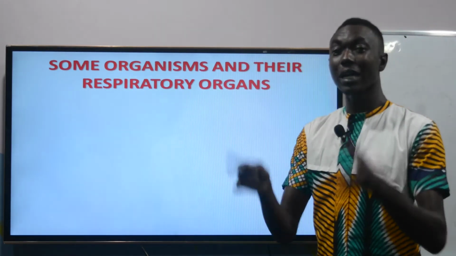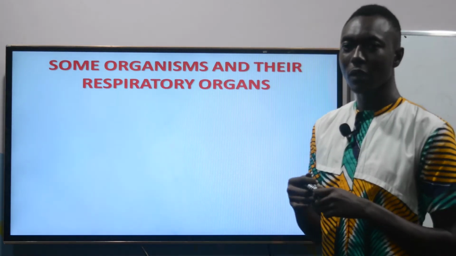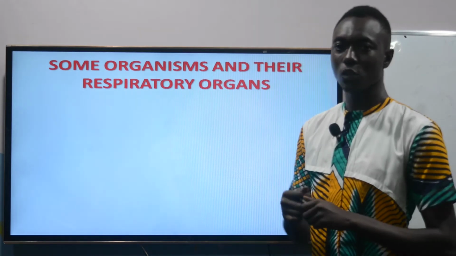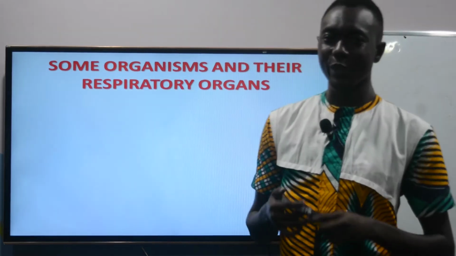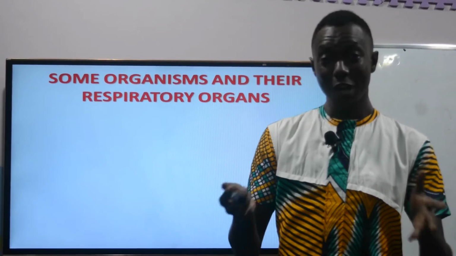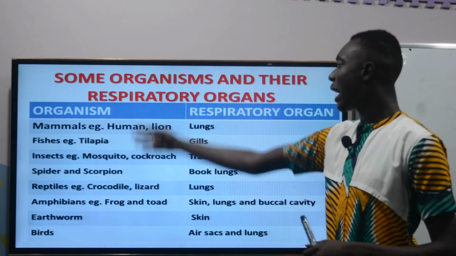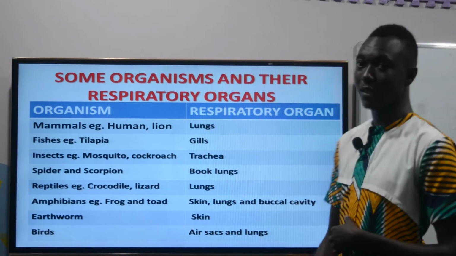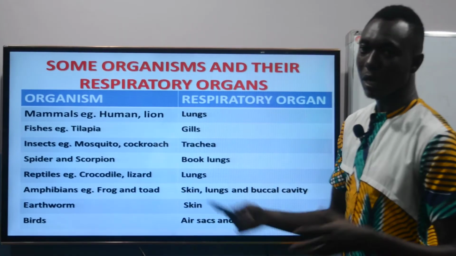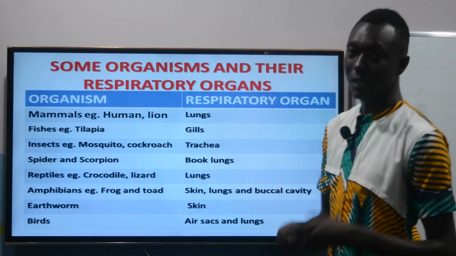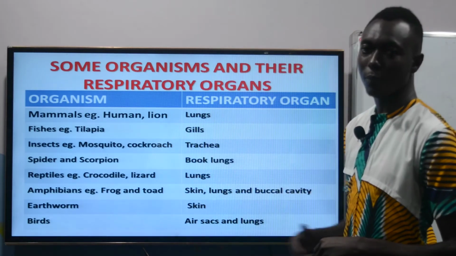Now let us look at some organisms and some respiratory organs they have just to help them break down food substances in order to release energy. Now let me ask you, as humans, what is your main respiratory organ? You are right, it is the lung. So here are some organisms and their respiratory organs that play a major role in respiration. First, we will look at mammals. Examples being human, just like you and I, lion, dog, all of them have lungs just to help them respirate.